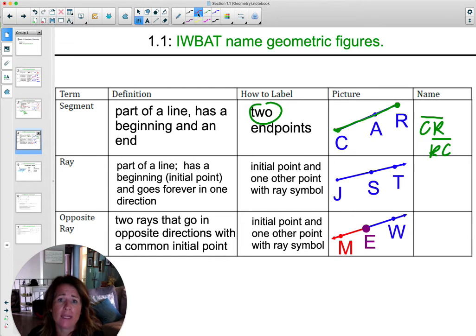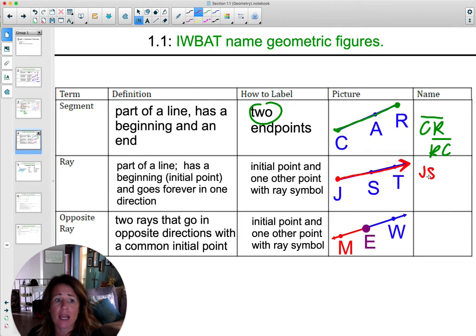A ray is part of a line as well. But a ray has 1 starting point or 1 endpoint called an initial point, and it has 1 side that goes on forever, has an arrow. So when you name a ray, you have to start with the starting point. You have to start with the point that doesn't have an arrow, and then you have to go towards that arrow. So pick any other point going towards the arrow.